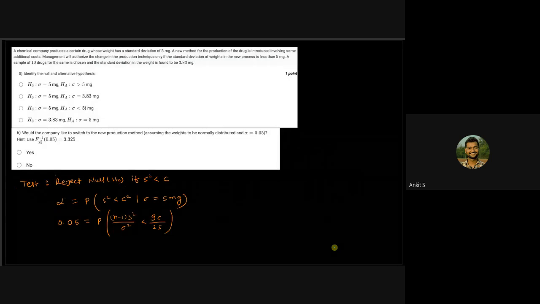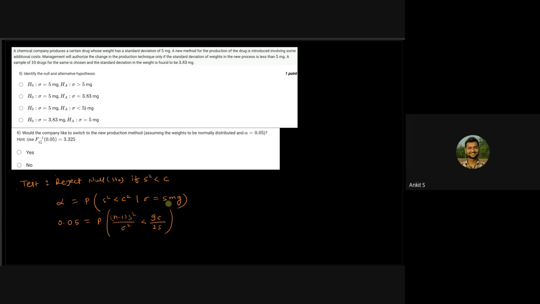Okay, so here is a simple problem based on this. I think it's chi-square test. A chemical company produces a certain drug whose weight has a certain standard deviation, 5 mg. A new method for the production of the drug is introduced involving some additional cost. So new drug is being introduced, and management will authorize the change in the production technique only if the standard deviation of weights in the new process is less than 5 mg. A sample of 10 drugs for the same is chosen, and the standard deviation in the weight is found to be 3.38. So the first thing you should note is what kind of a test this is. So this is about chi-square test.